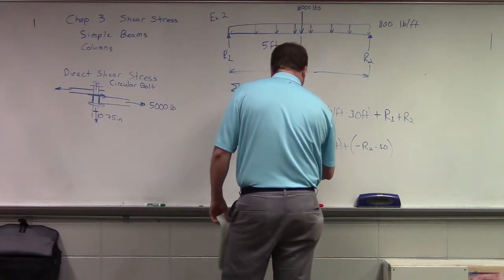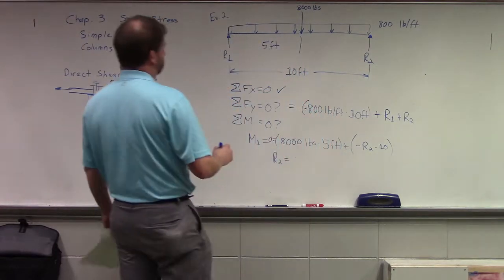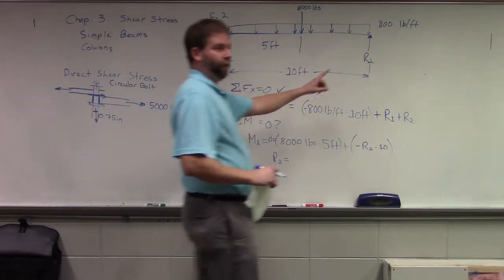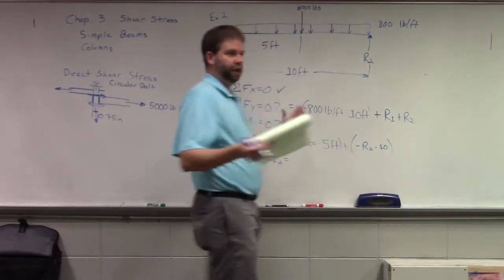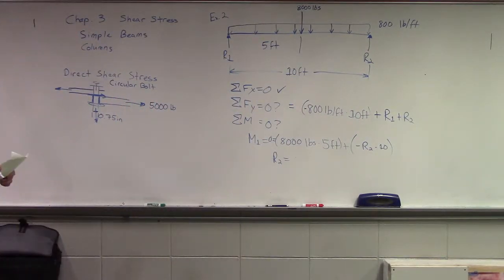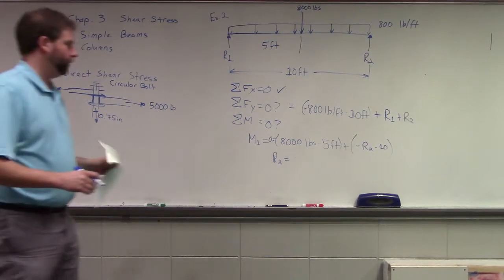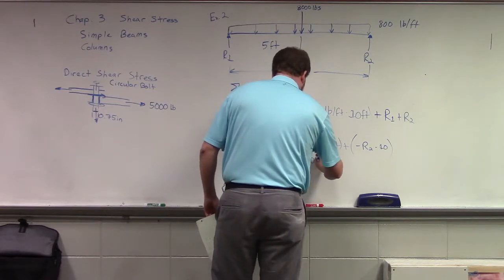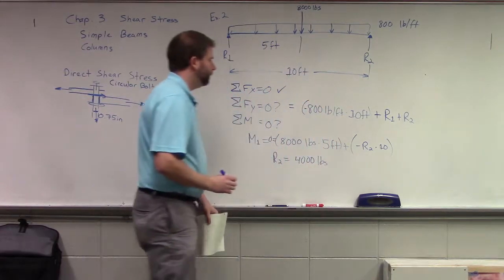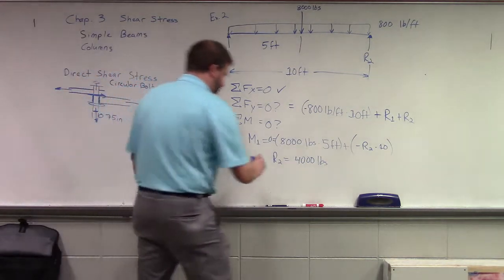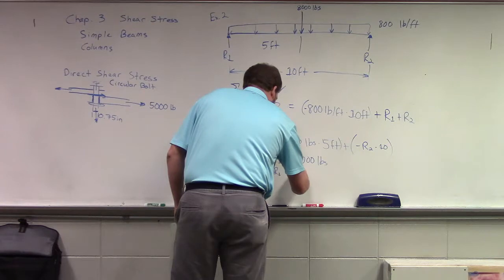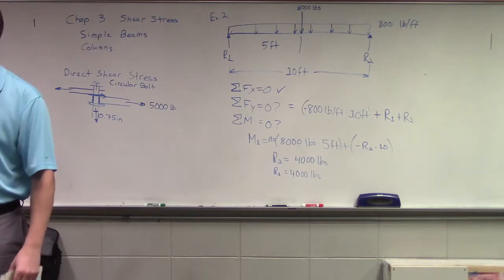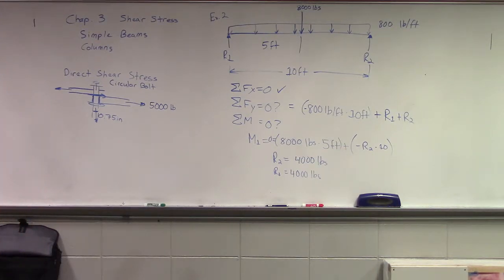R2, was that 40,000? No, because it's 800, not 8,000. Keep in mind, it's 800 pounds per foot, and you've got 10 feet. So this becomes 40,000 divided by 10, 4,000 pounds. So that will mean that R1 is also 4,000 pounds. Does everyone agree with those statements? Okay.